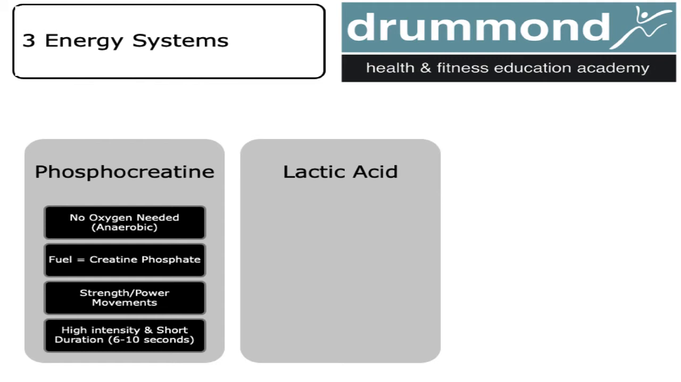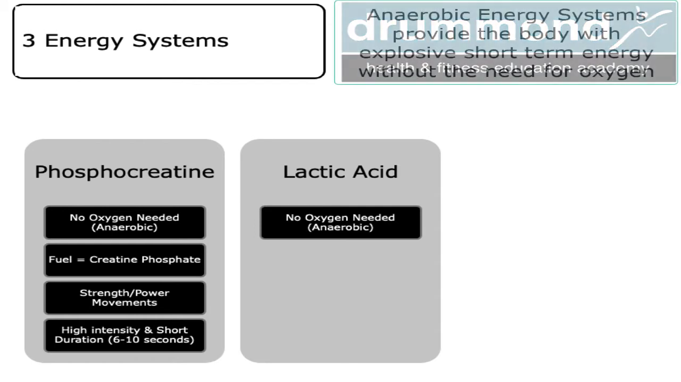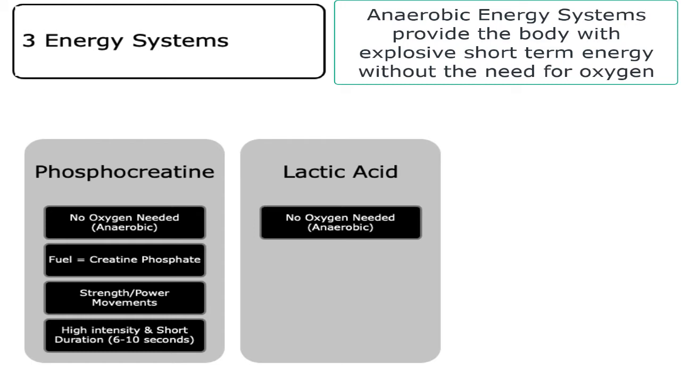The lactic acid system, again, no oxygen is required. This means that both the phosphocreatine and the lactic acid system are referred to as anaerobic energy systems. All this means is that they do not use oxygen when they're creating the energy or when they're creating the ATP. But because of this, it usually means that they're used for high intensity exercise and they only last for such a short duration because they do not use oxygen to support the process of creating ATP.